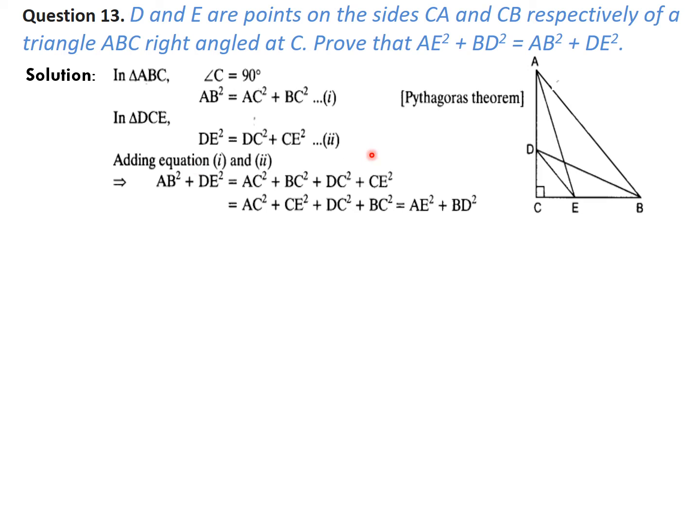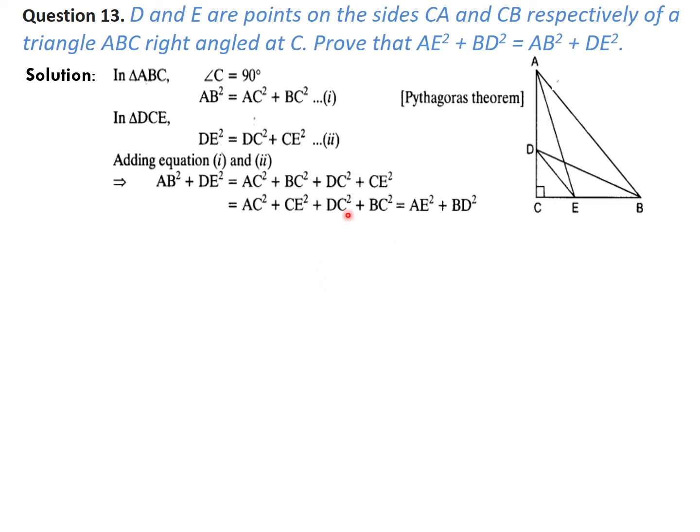So, we have equation 1 and 2. Let us add equation 1 and 2. Then we will get on the left hand side AB square plus DE square, and that is equals to AC square plus BC square plus DC square plus CE square. Now, as I said, AB is also the hypotenuse of ABC and here BD is the hypotenuse of triangle BCD.